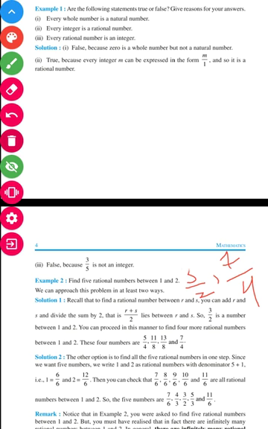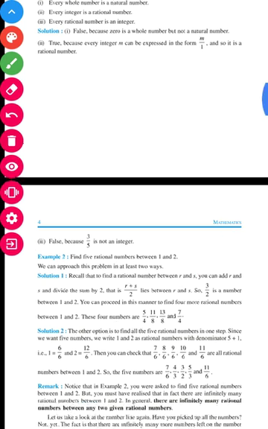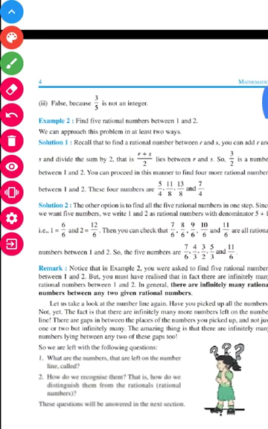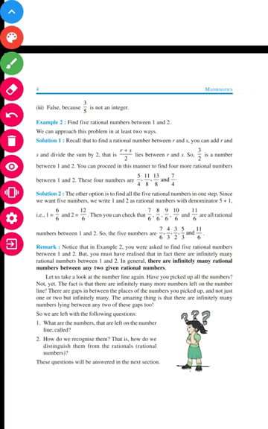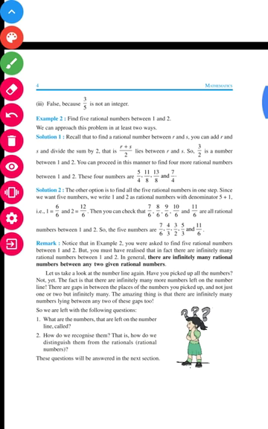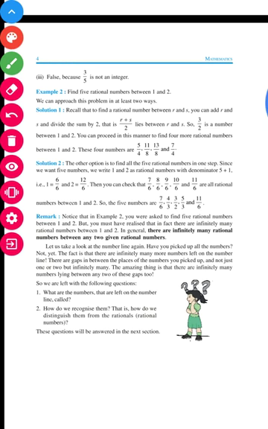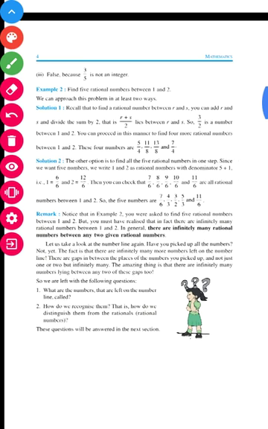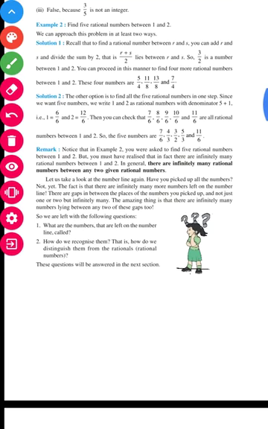And in this way we can find another number, like we find 5 over 4, 11 over 8, 13 over 8, 7 over 4. Okay, now the second method is, in the second method, like I have to find the numbers between 1 and 2. Also, we have to find 5 rational numbers between 1 and 2.